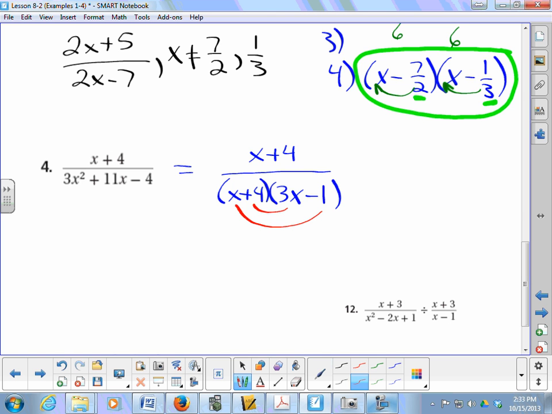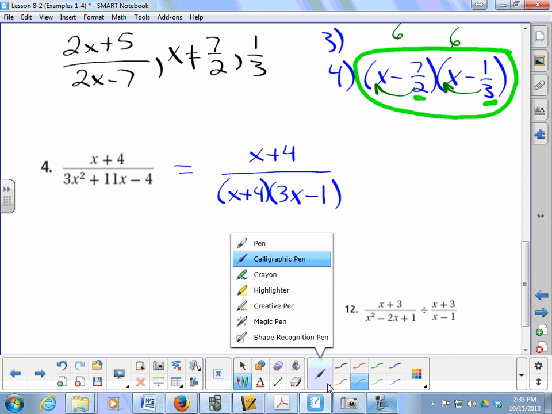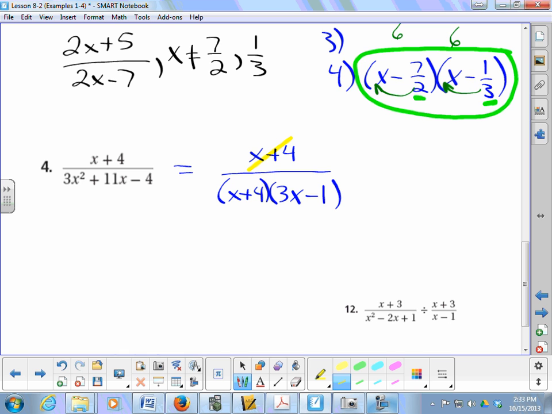But that is just one way that you can divide those that are a little bit harder, or factor them. So we can cancel out the x plus 4s. Don't forget there's a 1 in each of those spots. So we get this equals 1 over 3x minus 1. And x cannot equal negative 4 for the x plus 4.